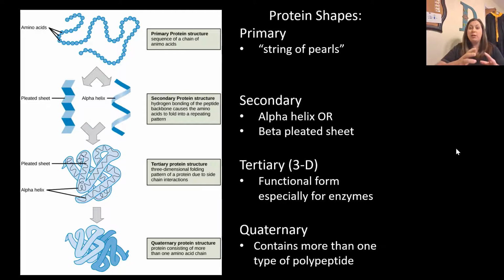We then see it goes into the secondary structure, and in the secondary structure we see that the string of pearls is going to start to have some alpha helixes, where they're going to go around kind of like a spring, or they're going to start to form beta pleats. Okay, so kind of like a pleat in a skirt, or if you were to take a piece of paper and make a fan out of it, that's how those pleats look. Again, though, in the secondary structure, this protein is still not functional.